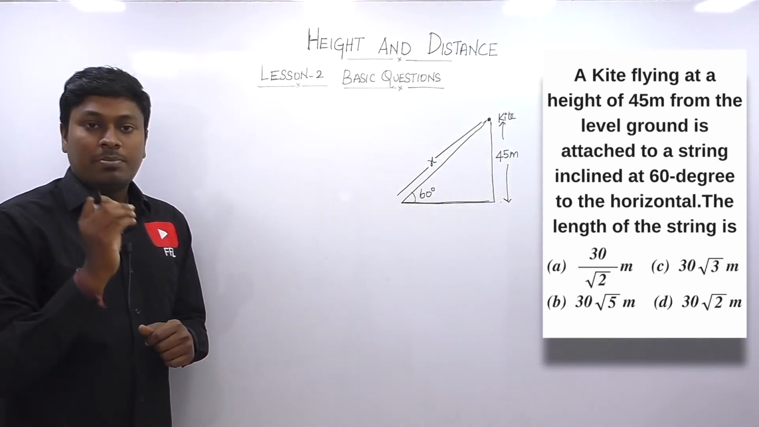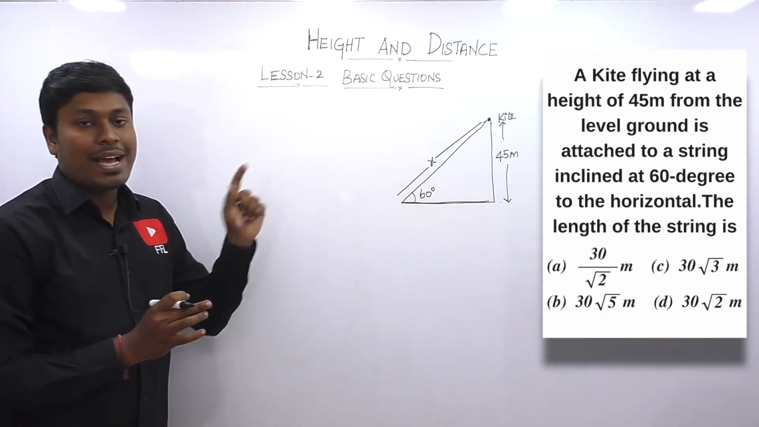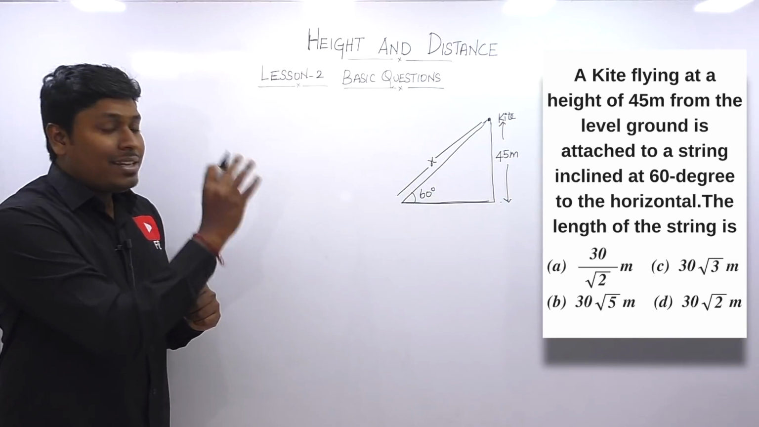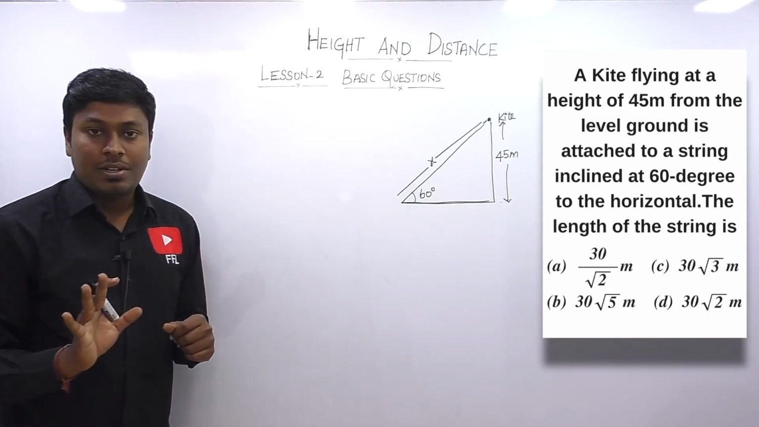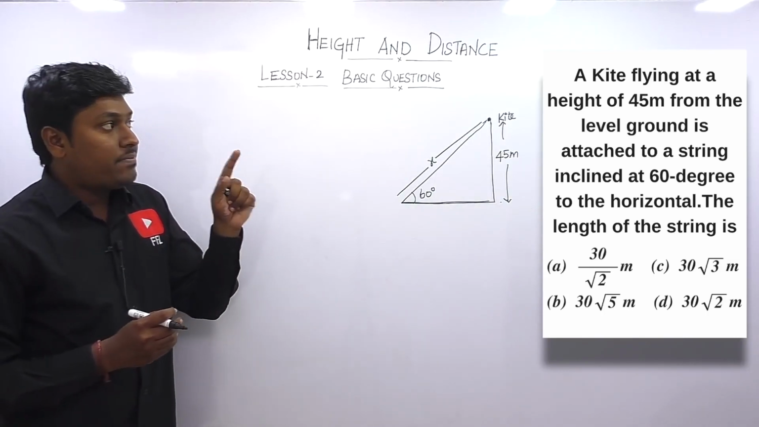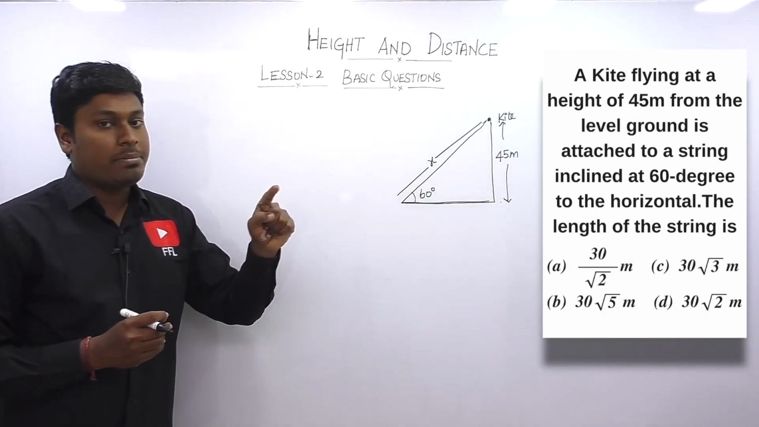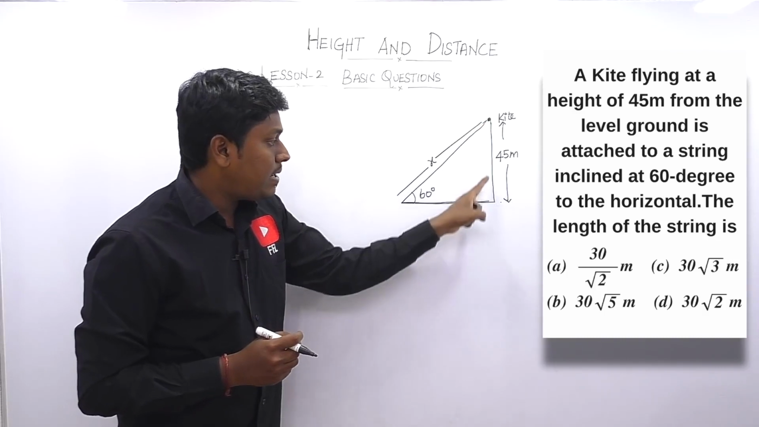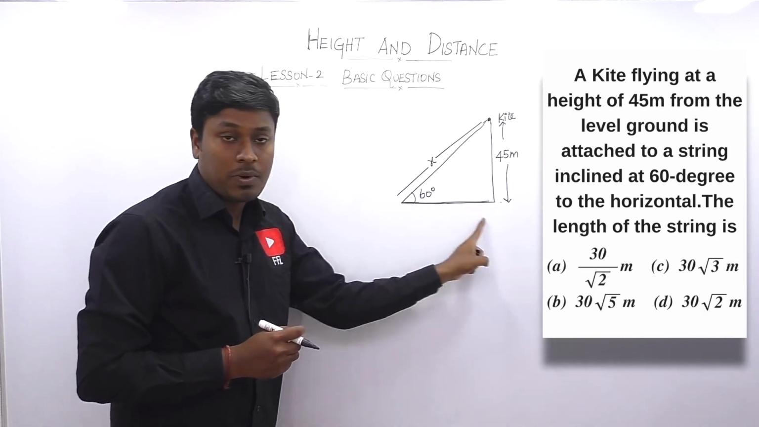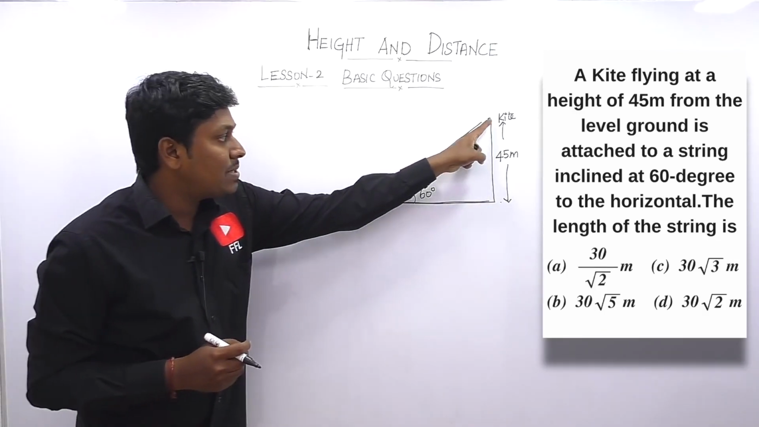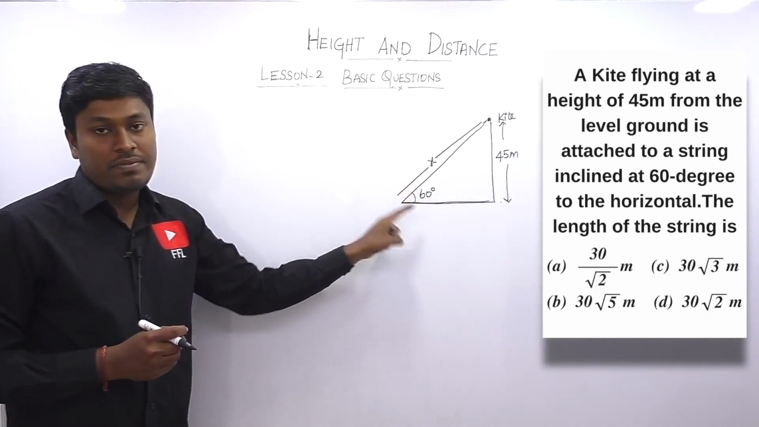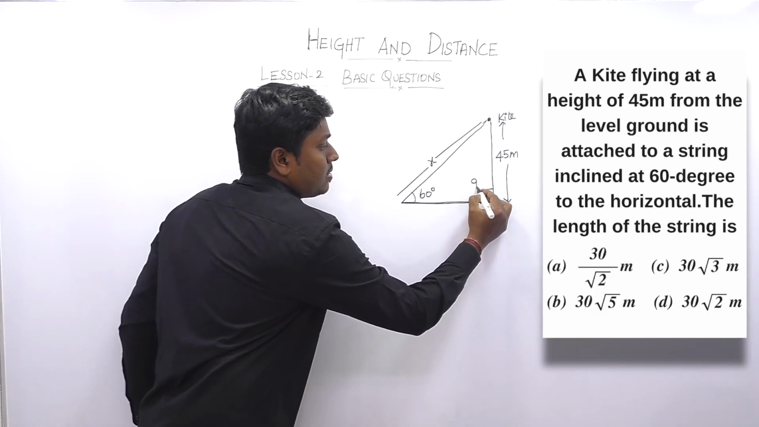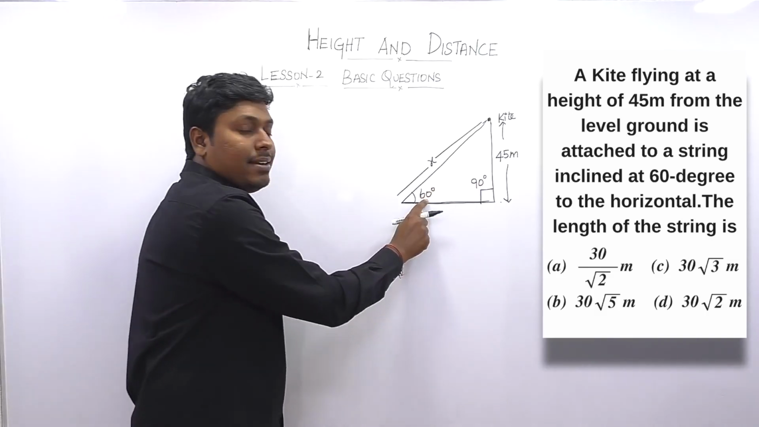The diagram is most important to solve a question in heights and distance. If you are a beginner, my only advice is to read the question line by line and try to draw the diagram. A kite is flying at a height of 45 meters from the ground level, and it is attached to a string which is inclined at an angle of 60 degrees. We already know that this is 90 degrees and this angle is 60 degrees.